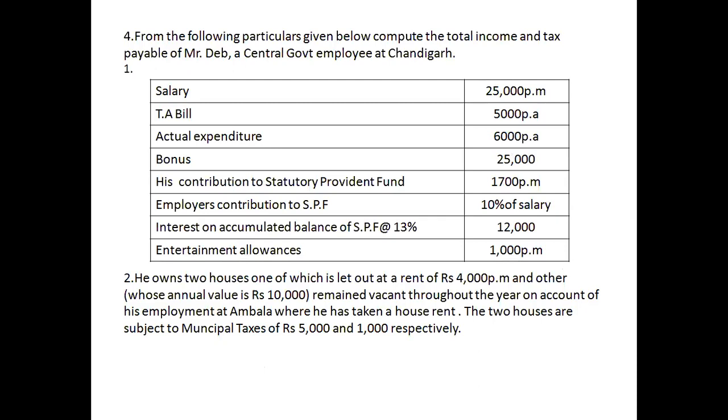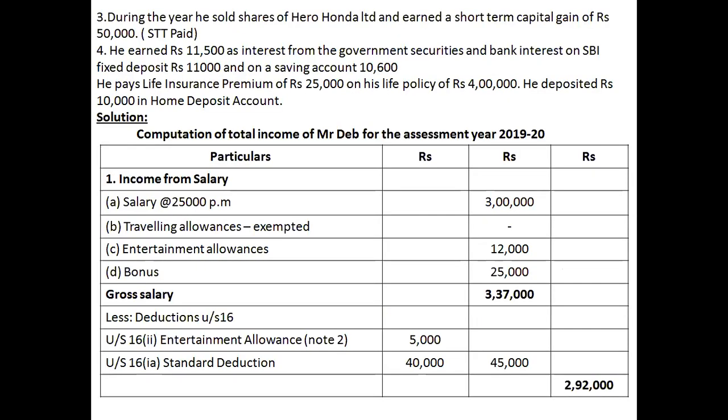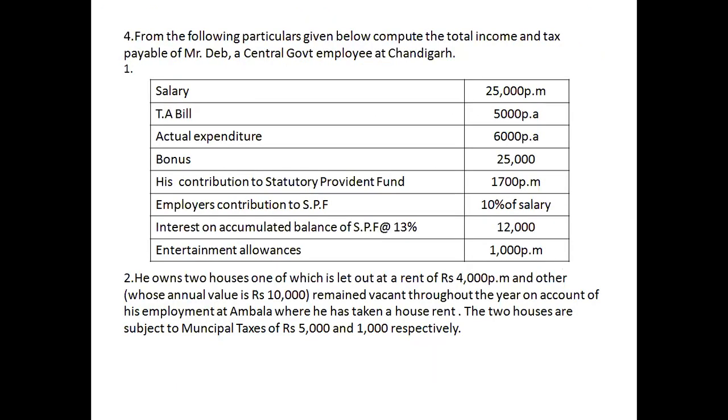That's the fourth problem, where they have given information about the salary as well as house property, and then you have something called capital gain, income from other sources. So then finally you have to compute from this information the taxable income and tax liability. Now what information has been given? From the following particulars given below, compute the total income and tax payable of Mr. Debs, a central government employee at Chandigarh.